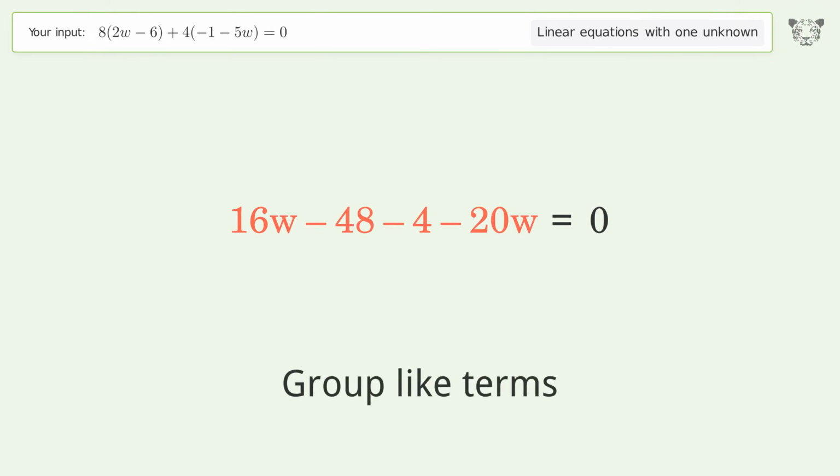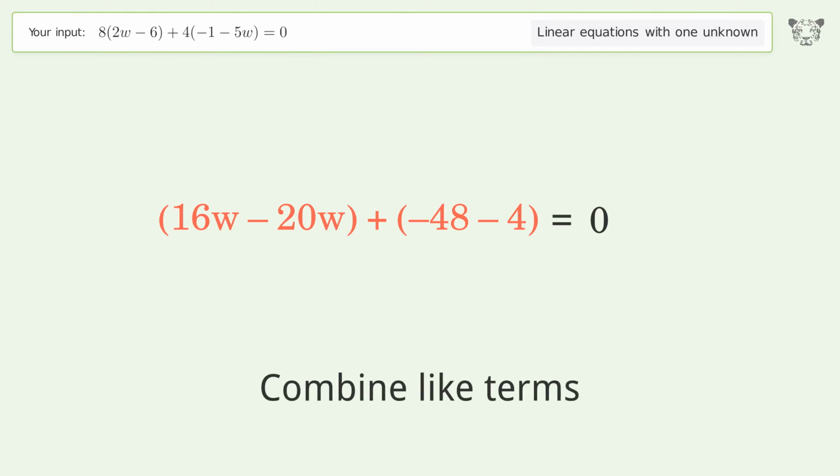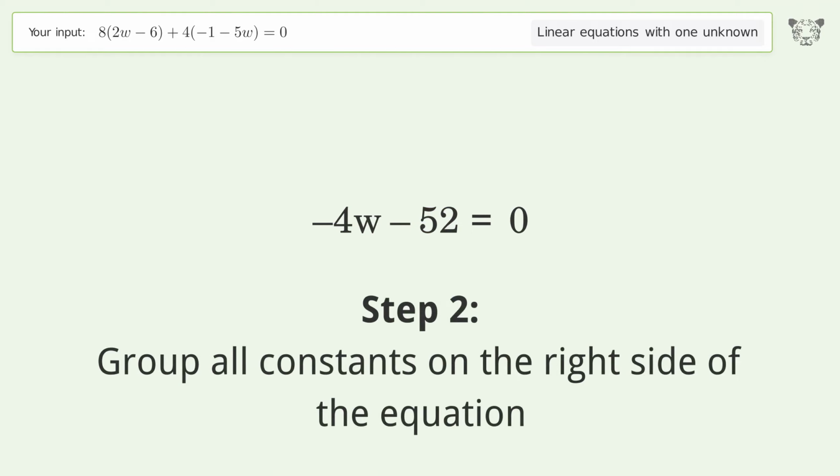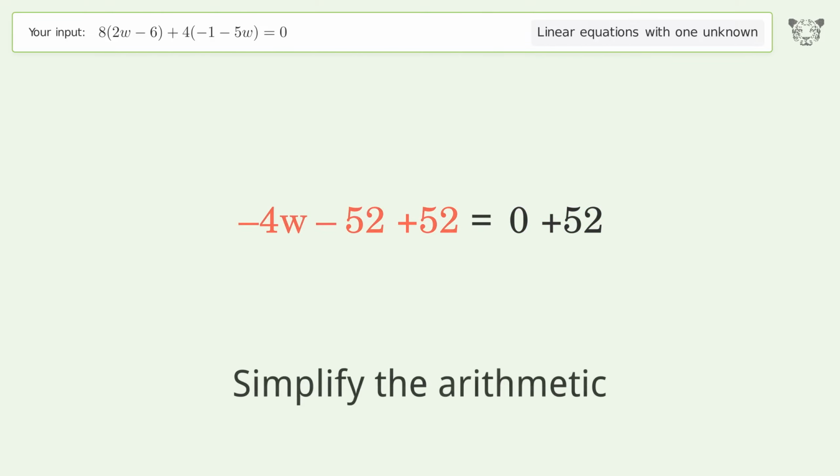Group like terms. Combine like terms. Group all constants on the right side of the equation. Add 52 to both sides. Simplify the arithmetic.